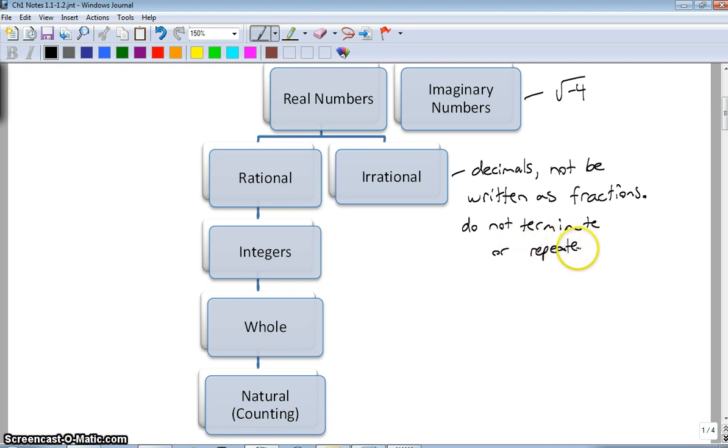Some examples of that are the symbol pi. The symbol pi is an irrational number that goes on forever and never repeats. Another thing that is irrational would be something like the square root of 5. You can't write it as a fraction, it's irrational. Rational numbers are then the opposite. They basically can be written as fractions or repeating decimals.